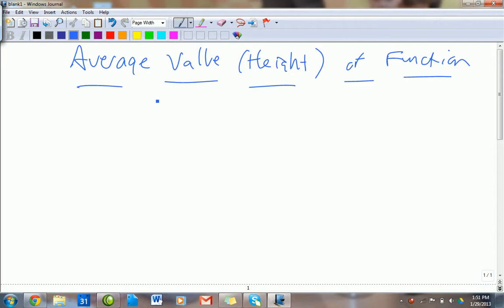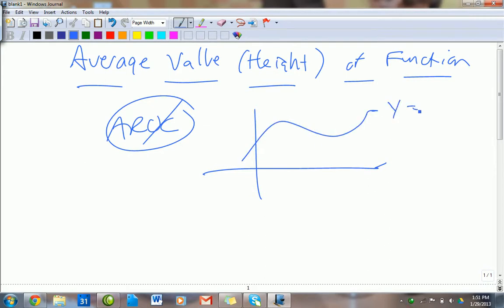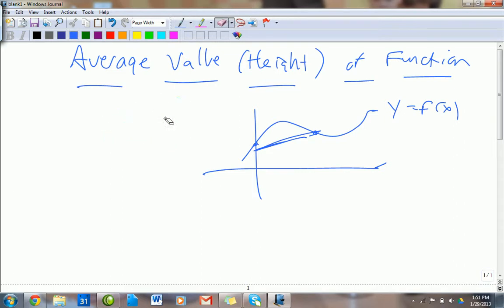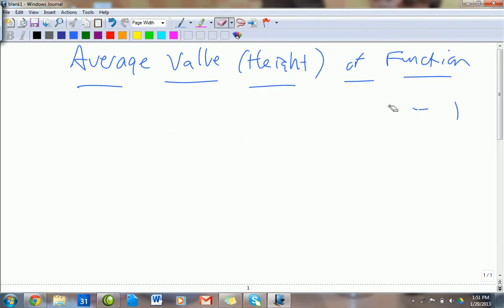First of all, this is not to be confused with average rate of change, right? That's not what we're talking about. To find the average rate of change of a function, if you recall, we just take the slope of that secant line between those 2 points, right? We're not talking about average rate of change, however. We're talking about average value, average height of a function. So don't confuse the two.